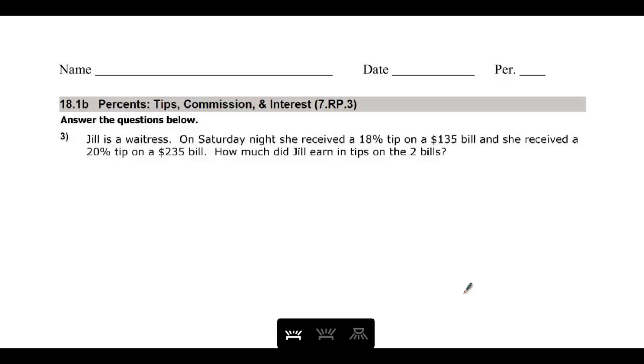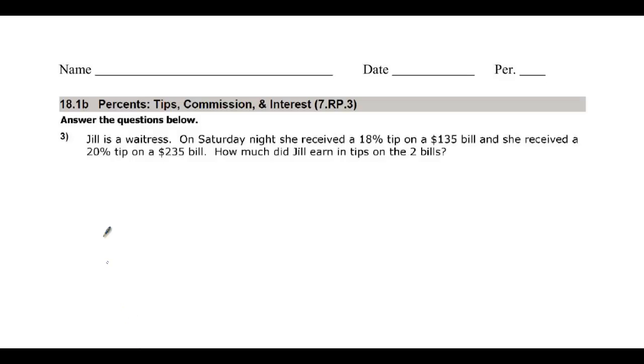All right, so we are looking at the intervention video for the week 18 concept, concept 18. This is the concept that discusses commissions, tips, interest rates, and the like. So we've got a couple commission tip problems here for you.